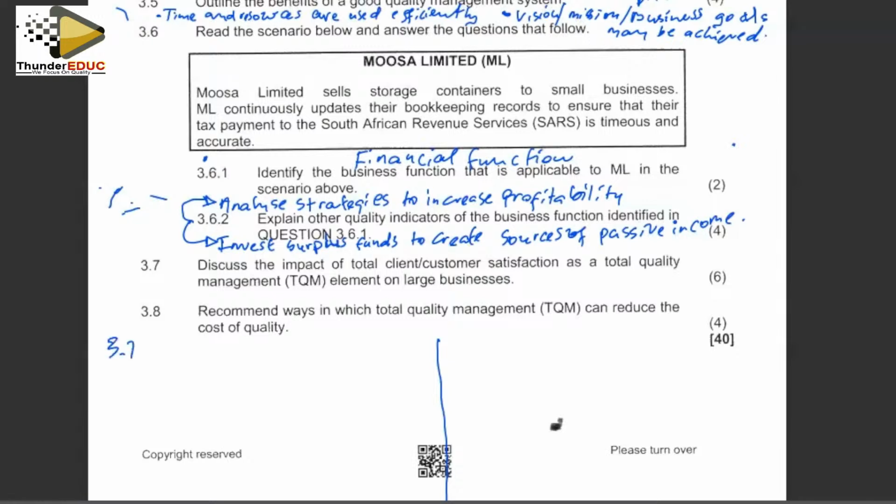Okay, right. So now grade 12s, we are going to answer 3.7. So now 3.7, we are expected to say that it may lead to increased competitiveness or profitability. Also continuously promote a positive company image, as well as large businesses may be able to gain access to the global market.